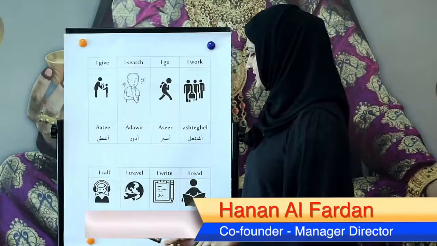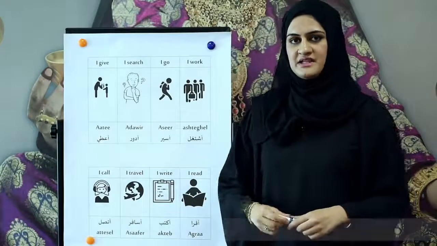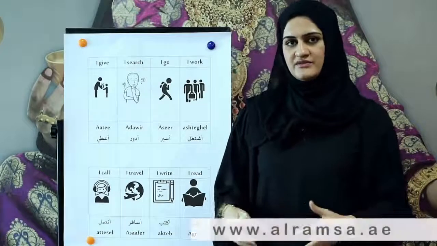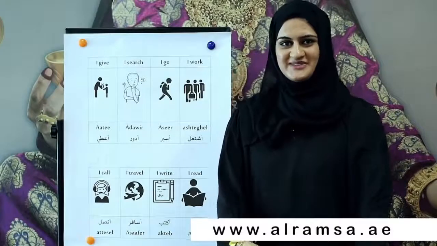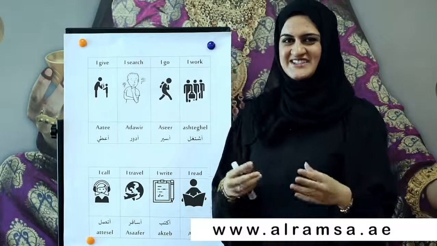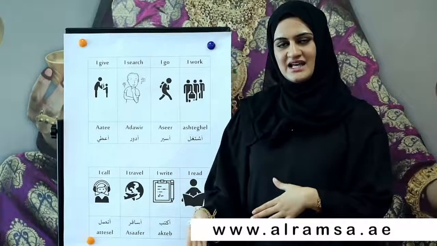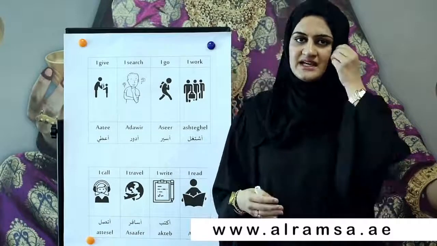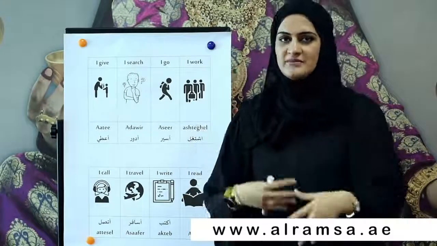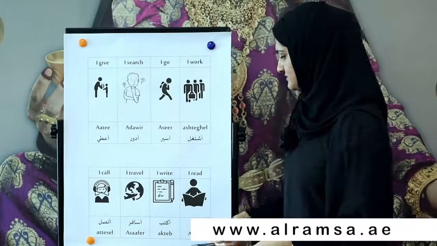I travel, أسافر. So for example, if I want to say I like to travel to London, I'm using London a lot because I'll be traveling after a few days. So, أبا أسافر لندن. Or أبا أسافر الهند, India. Or أبا أسافر بولندا. أبا أسافر أمريكا. Just the name of the country that you would like to travel.